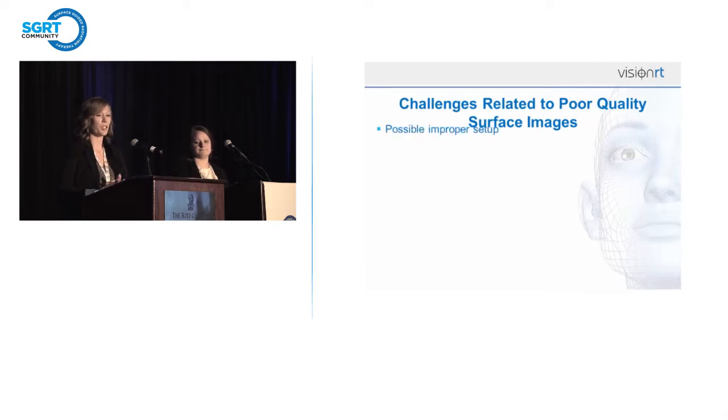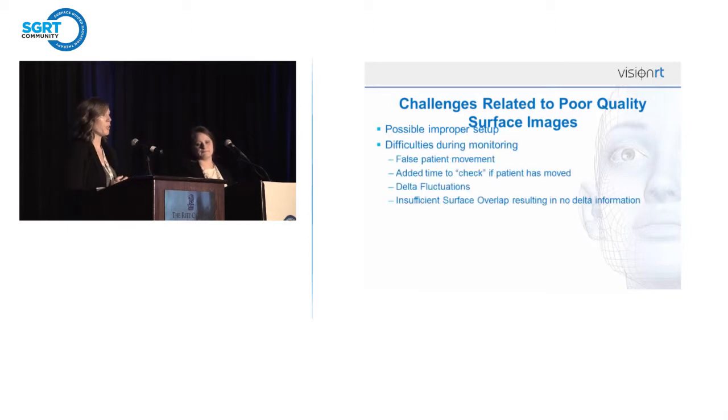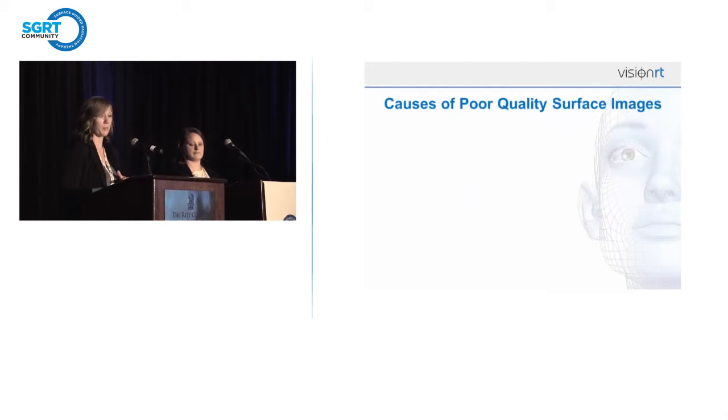So, challenges related to poor quality surface image. It's possible to have improper setup. Some difficulties during monitoring could include false patient movement, added time to check if our patient has actually moved, delta fluctuations, and insufficient surface overlap, which would result in no delta information.